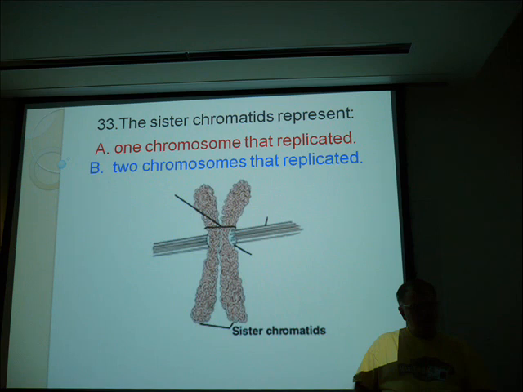Is it one chromosome or is it two chromosomes? It's really one that's replicated. So this is all one chromosome, but it has two halves called chromatids. Now when they separate, you're right back to having two chromosomes. But that right there is one chromosome that's made a copy of itself, and now I've got two of me. Okay?